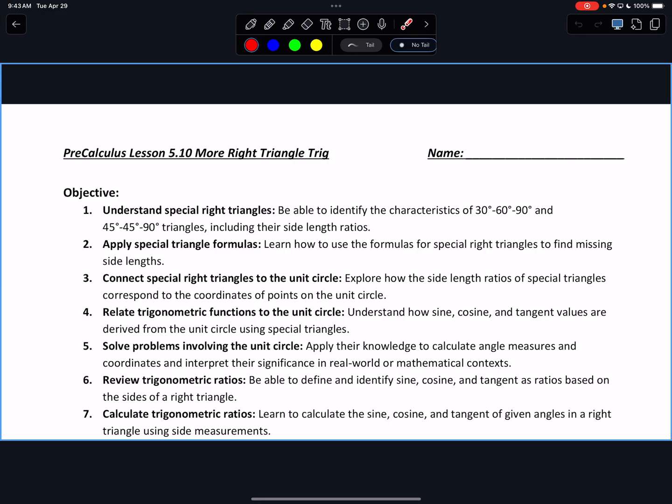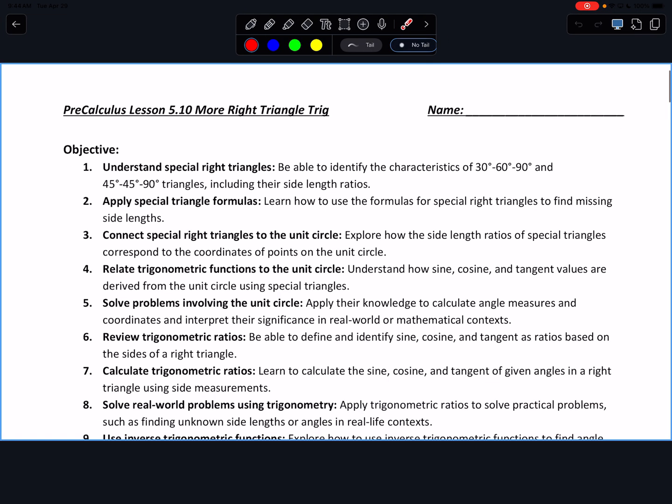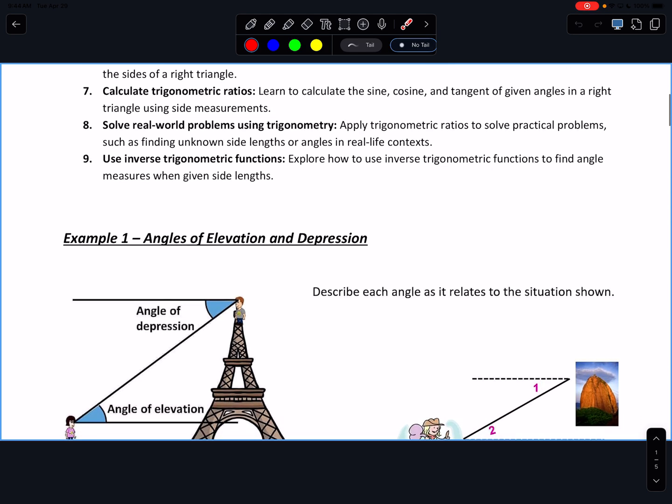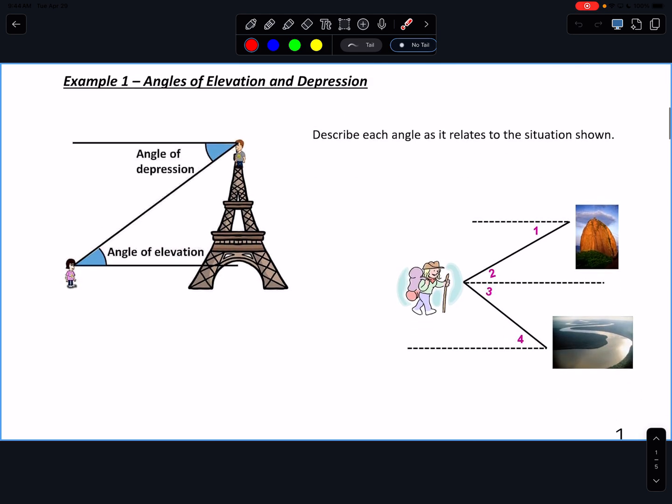All right, y'all. More right triangle trig, and then this is it for the trig unit. So we're going to use trig ratios to solve real-world problems, okay? Before we can do that, I need to review with you angles of elevation versus angles of depression. You should have learned this in geometry.